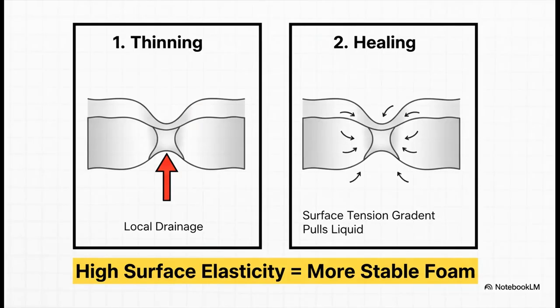But here's where it gets really interesting. Surface elasticity. This is the secret sauce for a stable, problematic foam. It's basically the foam's ability to heal itself. As gravity starts to drain liquid down the wall of a bubble, making it thinner and weaker, any contaminants present create a surface tension gradient. This gradient actually pulls liquid back up into the thin spot, reinforcing it. It's this self-repair mechanism that turns a fleeting bubble into a stubborn foam.